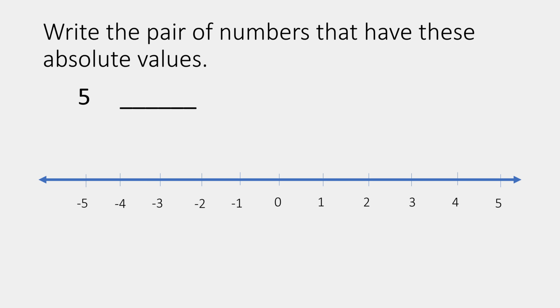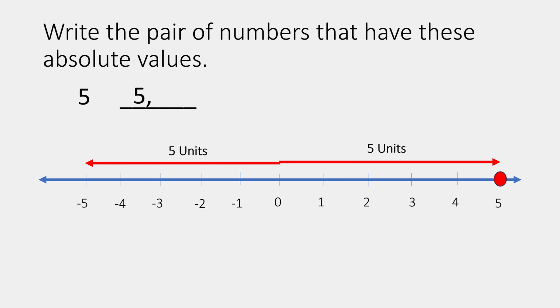Same assignment, but this time we have the number 5. If the absolute value is 5, which pair of numbers? So if we move 5 spaces, the number is 5, but we could also move from 0, 5 spaces to the left. And the answer is -5. So 5 and -5 will have an absolute value of 5.